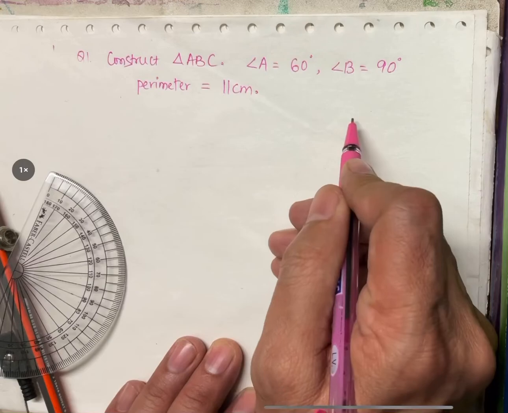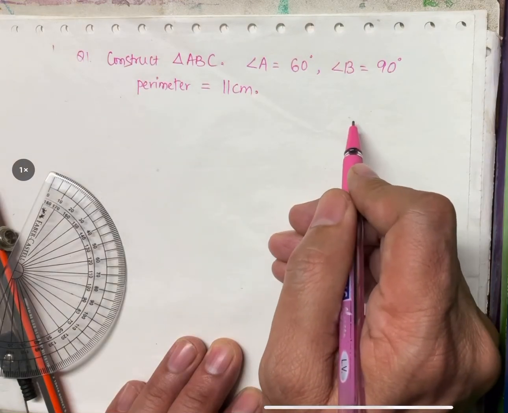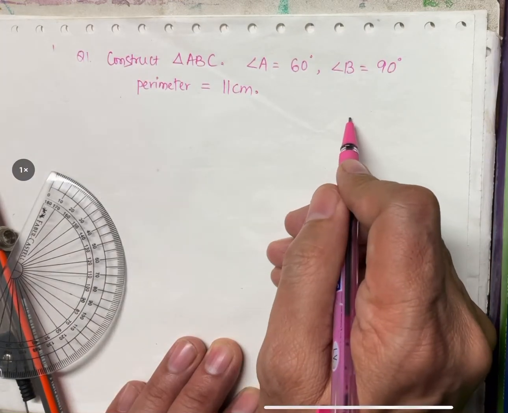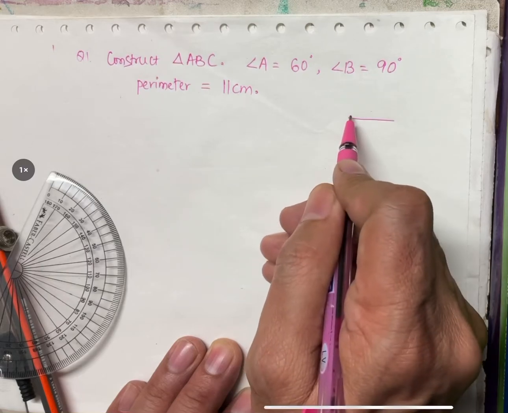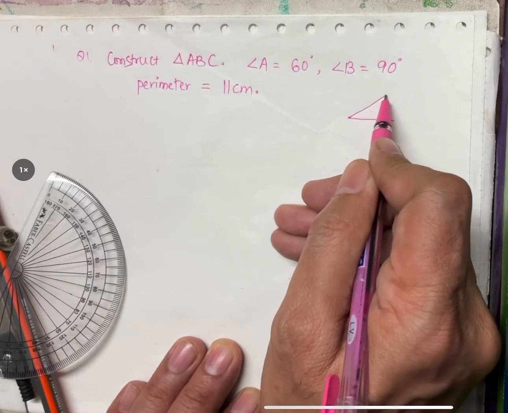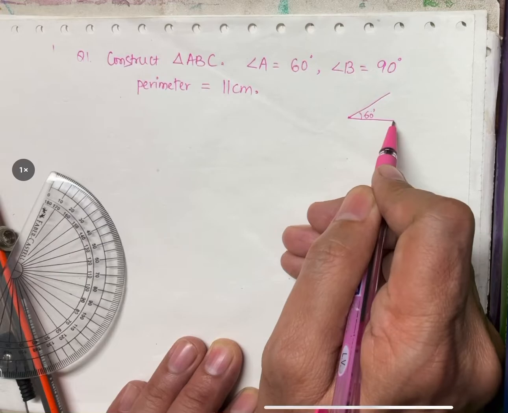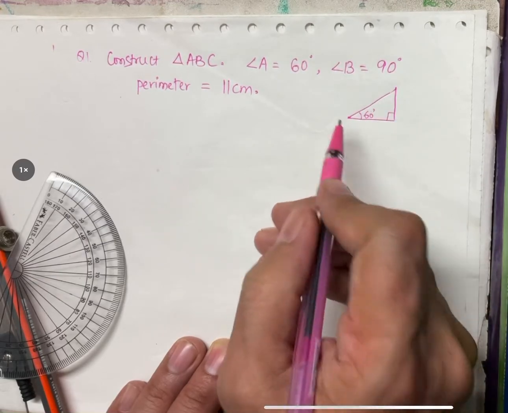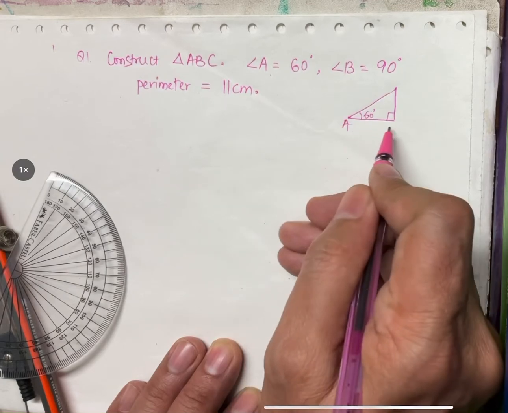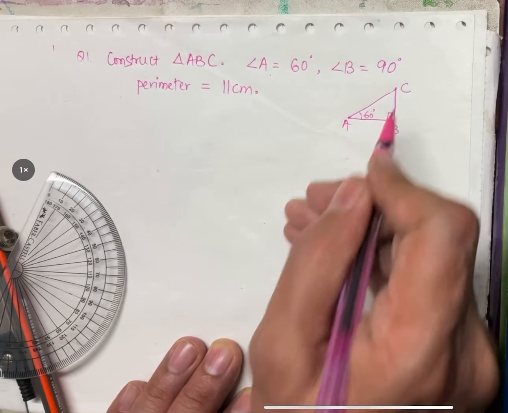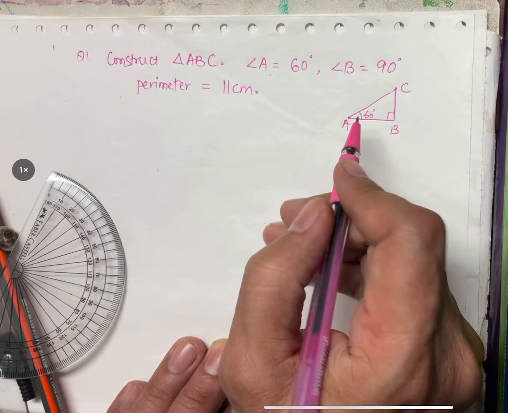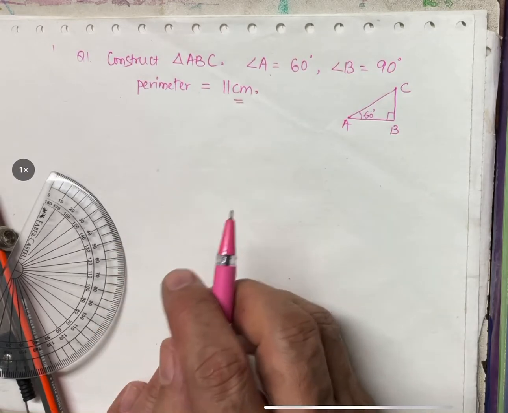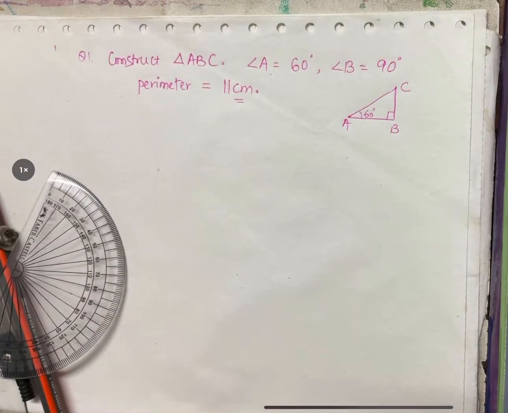So we have a triangle whose base is not known, but the entire perimeter is known. One of the angles is 60, something like this. The other angle is 90, like this. So angle A is here, angle B is here, this will be angle C. And this entire perimeter is supposed to be 11 centimeter. Let's see how to start.